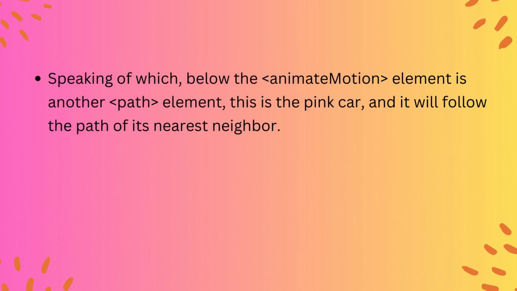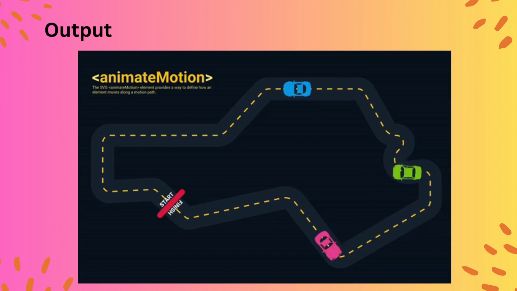Speaking of which, below the animate motion element is another path element. This is the pink car, and it will follow the path of its nearest neighbor. The output of the code is as follows.